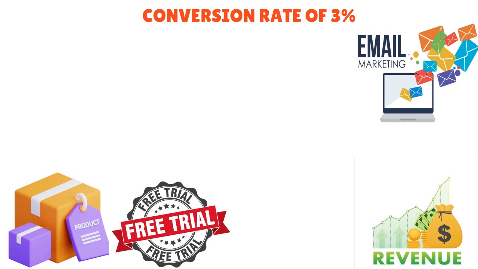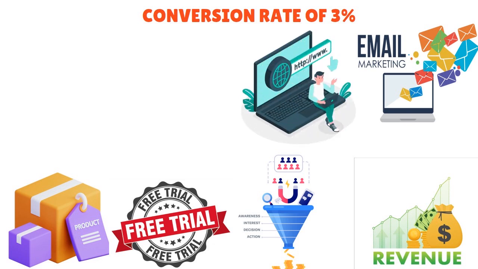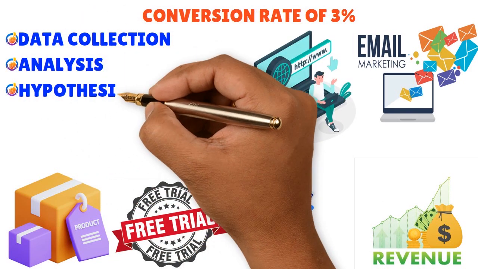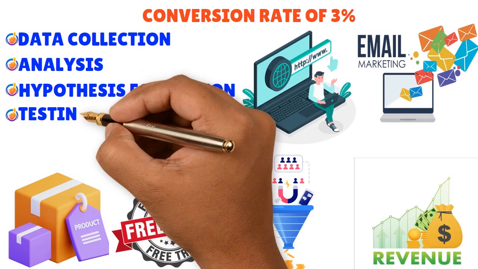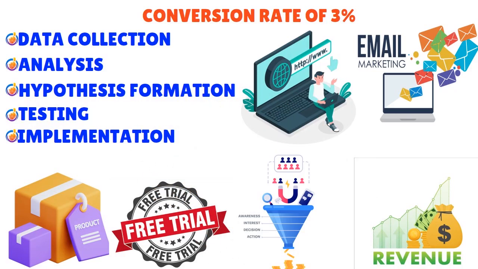So the key to understanding CRO is to recognize that it's all about making the most of the traffic you are already bringing to your site. So you do this by evaluating how users navigate your website and what keeps them from converting. Okay, so conversion rate optimization consists of five key components. You have data collection, analysis, hypothesis formation, you have testing, but you also have implementation. For instance, when I say data collection, you can gather quantitative data through analytics tools and qualitative data through user feedback, surveys, and usability tests.